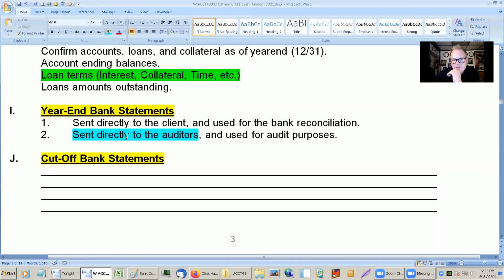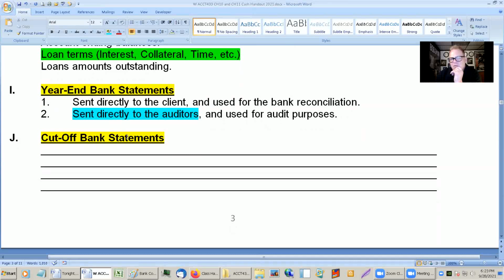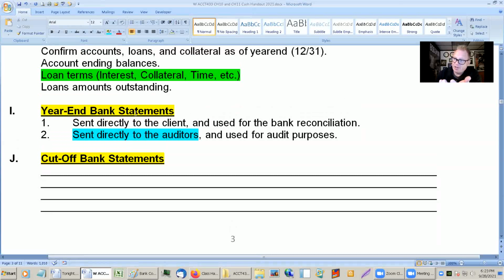So we get a bank statement sent directly to the auditors from the bank, and the client has to agree to that. What do you think we do if the client doesn't agree to it? So the client says, I'm not going to have the bank send you our statements. Let's say we're auditing IBM. IBM said, we're not going to let the bank send you our bank statements directly. What do you do?